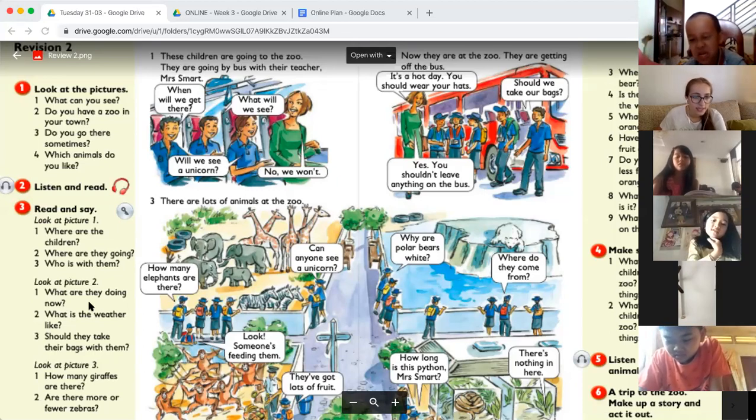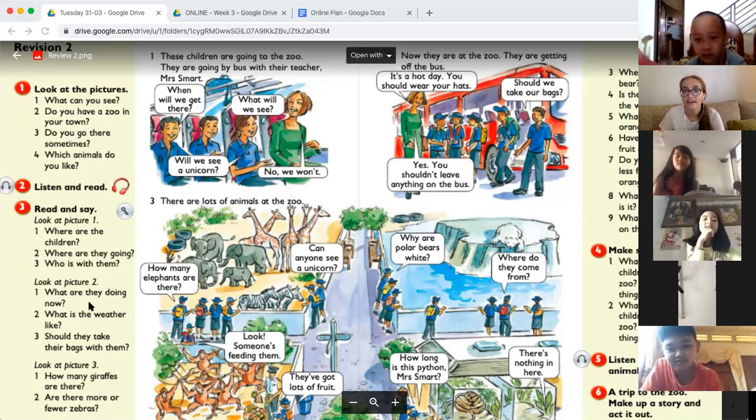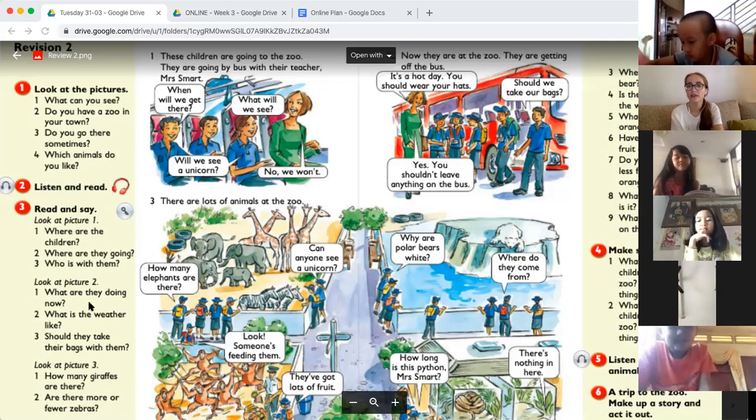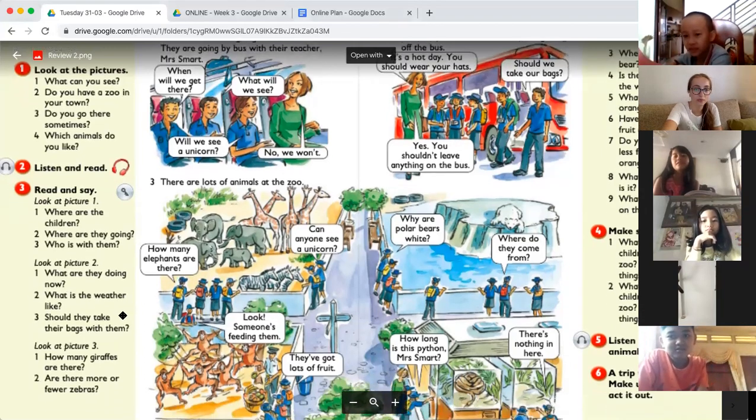Okay, should they take their bags with them? Yes. Why? They shouldn't leave anything on the bus. You should never leave something on the bus. You will forget it. I mean, yeah, maybe someone else will get your bags.